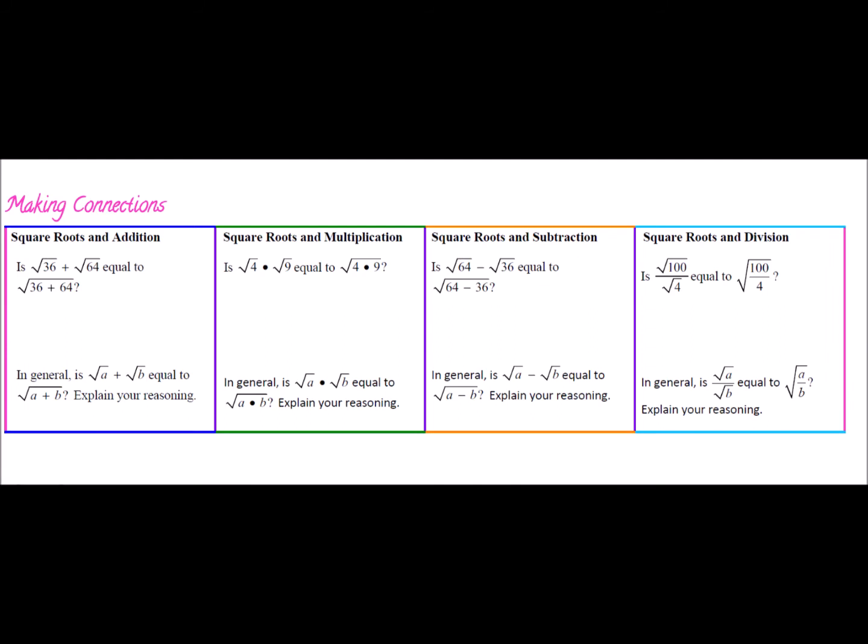I'm hoping you can make some connections here. Is the square root of 36 plus the square root of 64 equal to the square root of 36 plus 64? Well, let's find out. What's the square root of 36? 6. What's the square root of 64? That should be an 8, correct? 6 plus 8 gives us 14. All right, so now if we take 36 plus 64, we get 100. But if we take the square root of 100, that gives us a 10. So are these equal to each other? No, they're not equal.